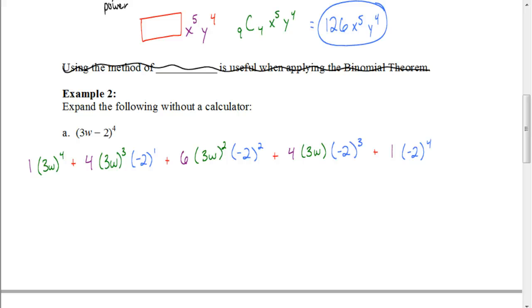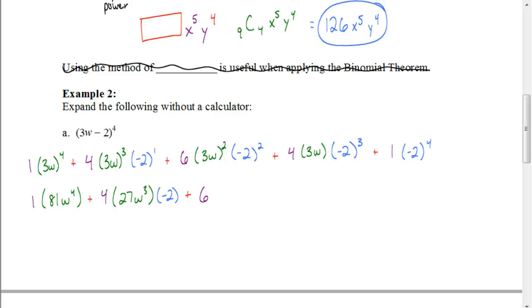Next, what we're going to do is take every parentheses and apply the exponents. So here we would have 1 times 3w to the fourth power. We applied the 4 to both the 3 and the w. So 3 to the fourth power is 81, and w to the fourth power. Let's go to the next term. The 4 is going to stay the same, for right now at least. The 3, we're going to cube that, so that's going to be 27. We also cube the w, so that'll be w cubed. And the negative 2 will just stay a negative 2.